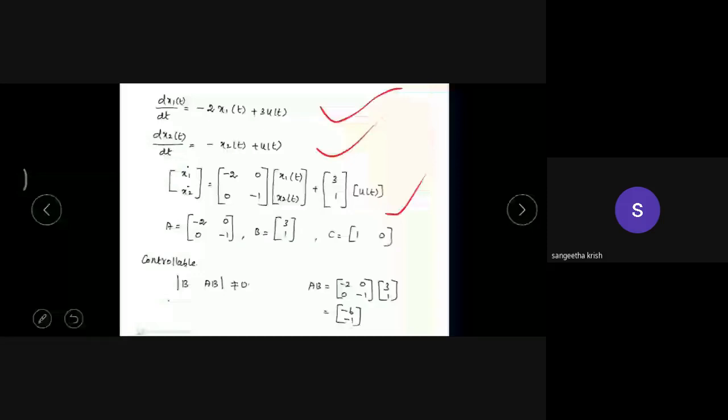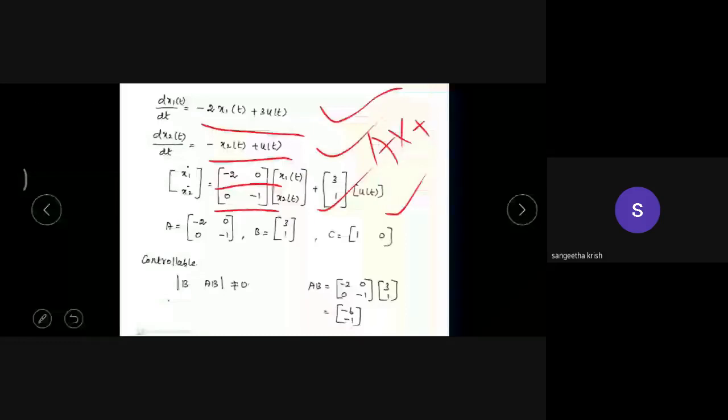So here, in the first equation, I'm getting x1 alone. There is no element of x2. So minus 2, 0. Then in the second equation, there is no value of x1. So 0, minus 1, into x1 of t, x2 of t, plus the input matrix 3 and 1. That is the second one. Any state equation is in the form x dot is equal to Ax plus Bu. So with the standard representation I can compare.